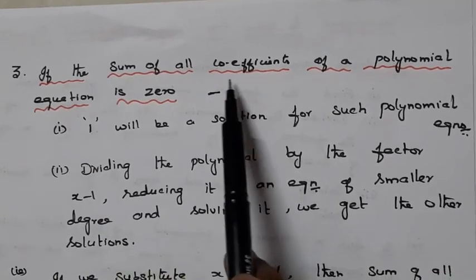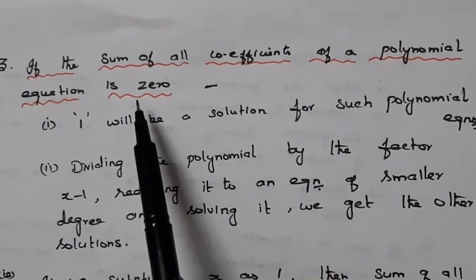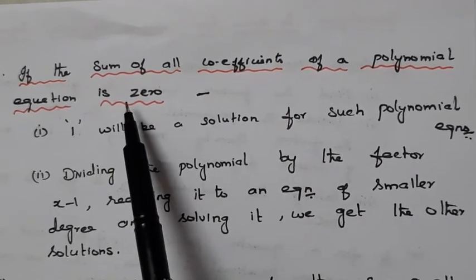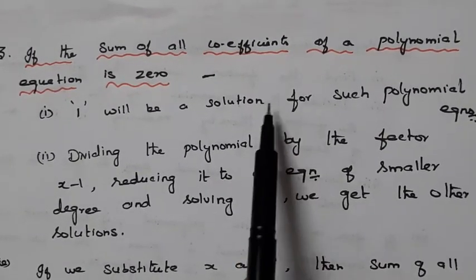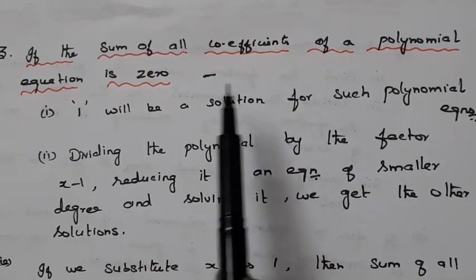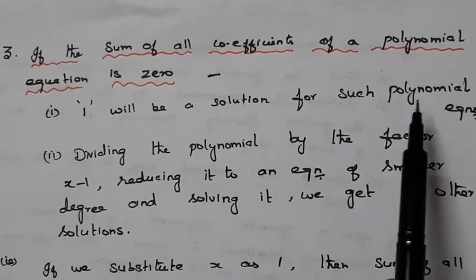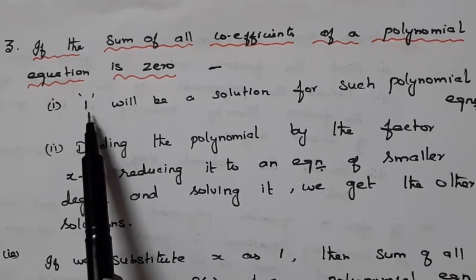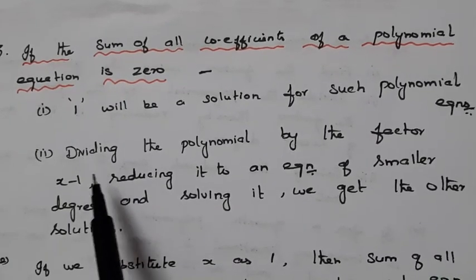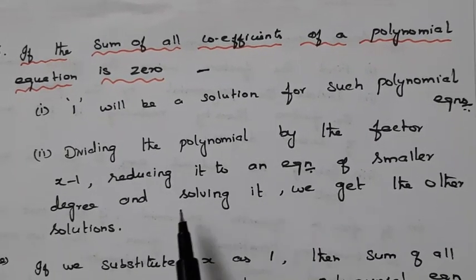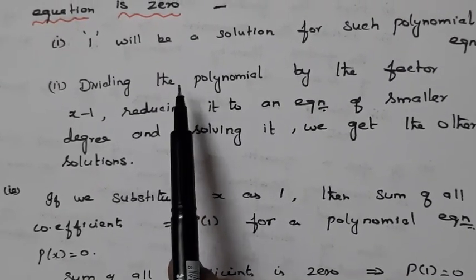Then, if the sum of all the coefficients of a polynomial equation is 0, how will you get the solution for the polynomial equation? For that polynomial equation, 1 will be a solution. For all equations whose sum of the coefficients is 0, surely 1 will be a root. And then, 1 being a solution means x minus 1 will be a factor. So divide that polynomial by x minus 1 so that the resultant is reduced by a power of 1, and then by solving that you will get the remaining solutions. Mostly this will be used in the cubic equation, right?